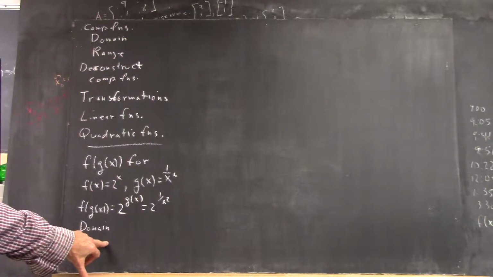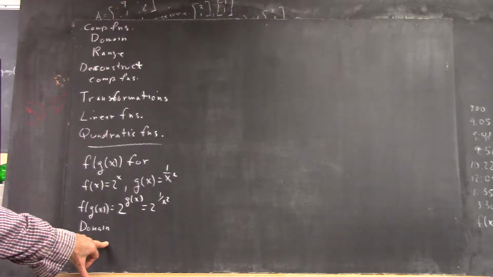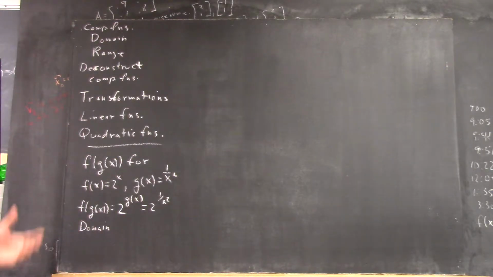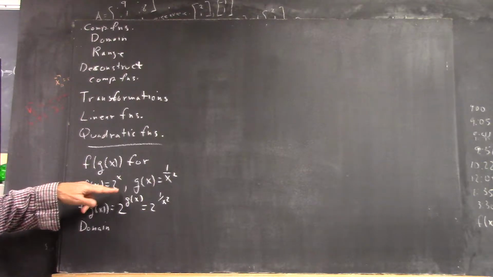Okay. So, okay, back to the domain of this. Okay? One thing about the domain, well, we know what the domain of 2 to the x is.